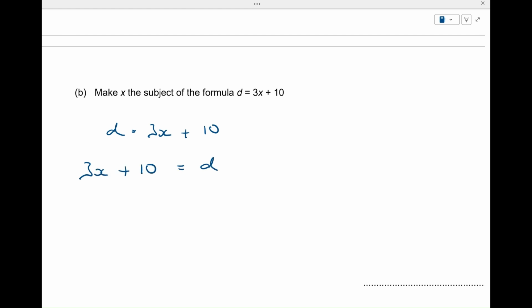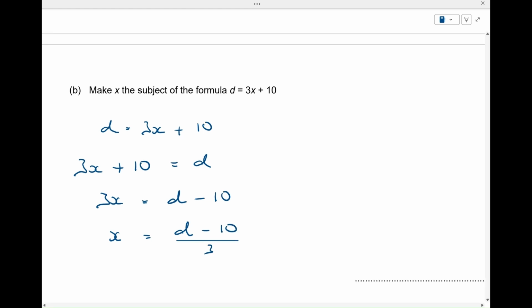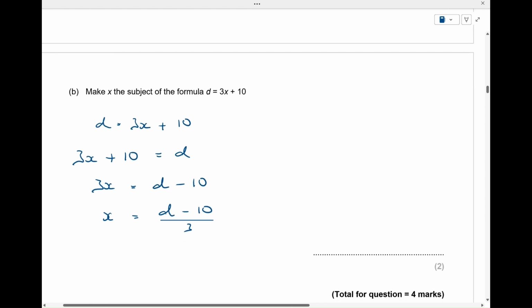Right. Get the x's on their own by minusing 10 from both sides. So 3x is going to be d minus 10. And now I want to divide by 3, or scale down that 3. So x is d minus 10 over 3. And now x is the subject.